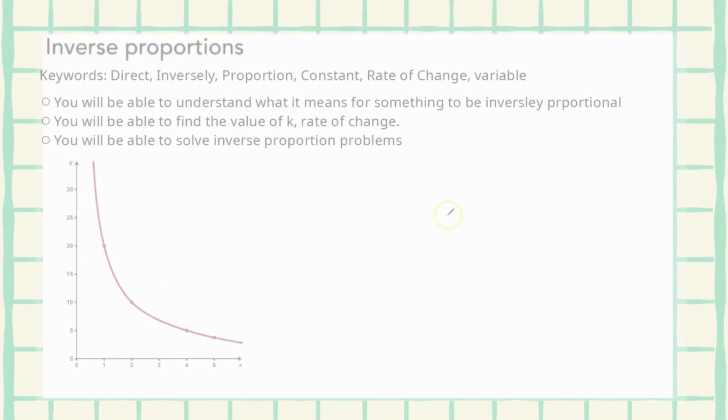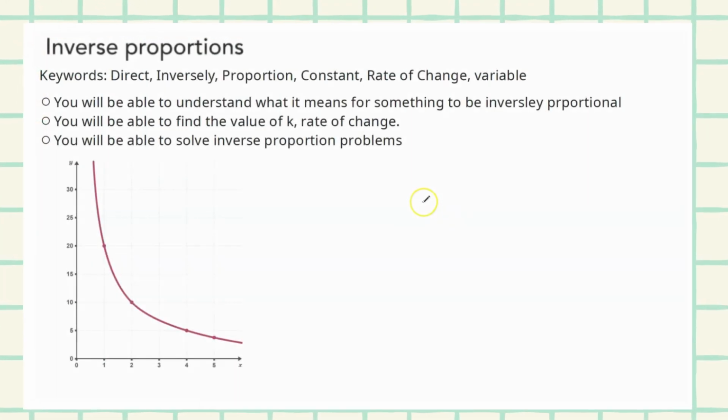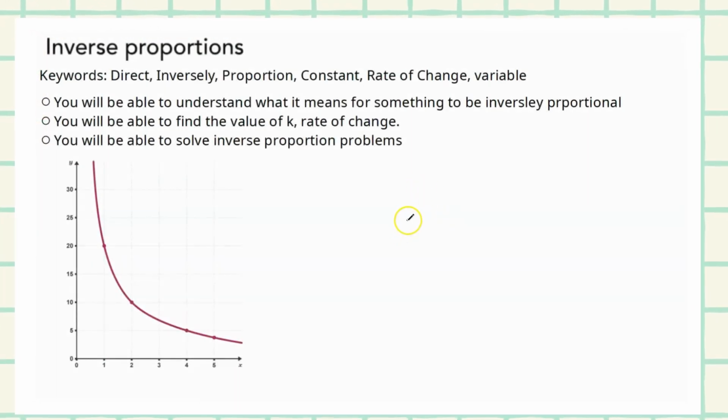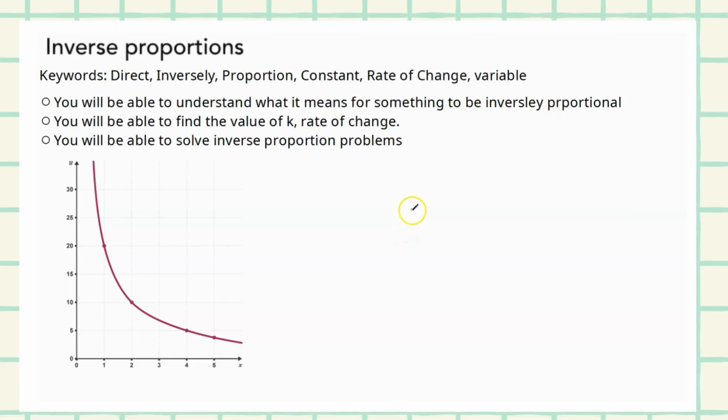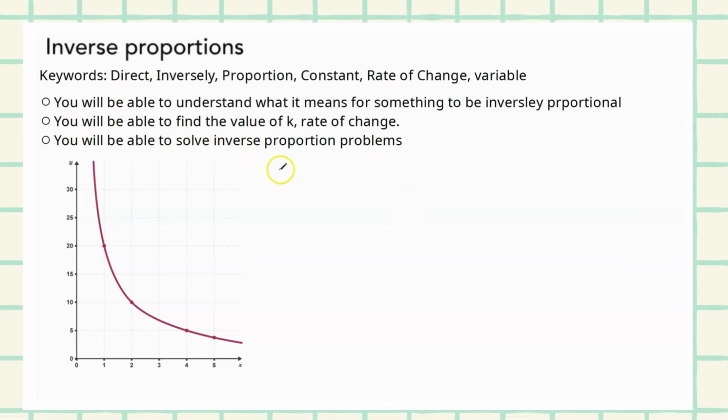In the next few minutes, we hope to achieve three things. One, you need to know when something is inversely proportional. Two, you will be able to find the value of k, the rate of change or constant of proportionality. And three, you will be able to solve inverse proportion problems.